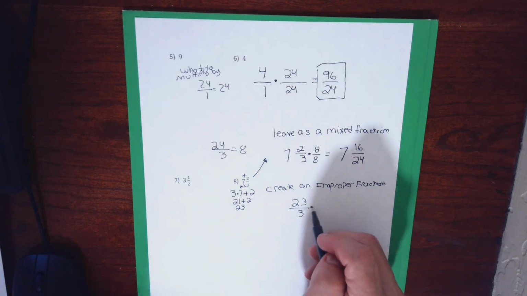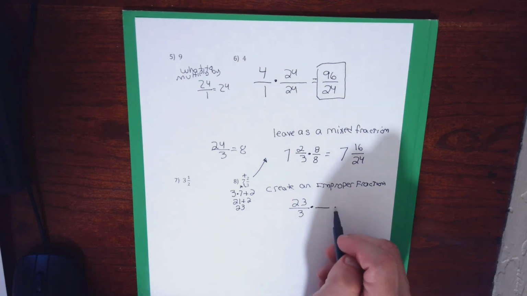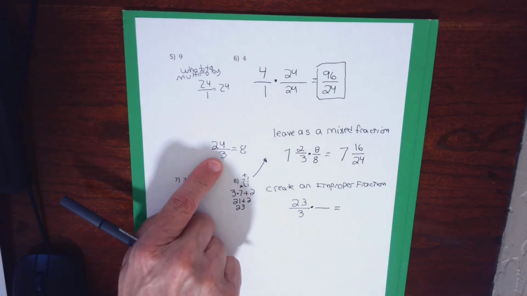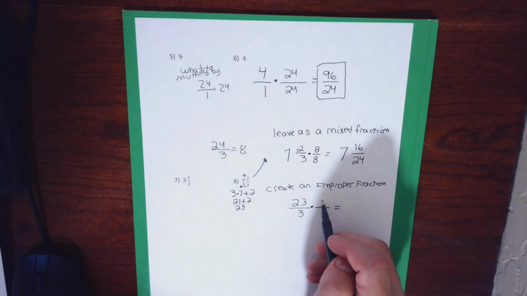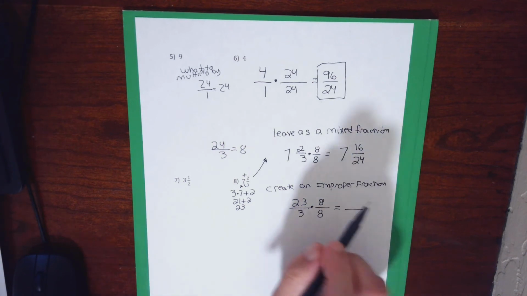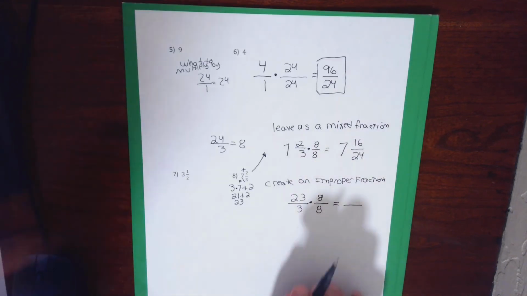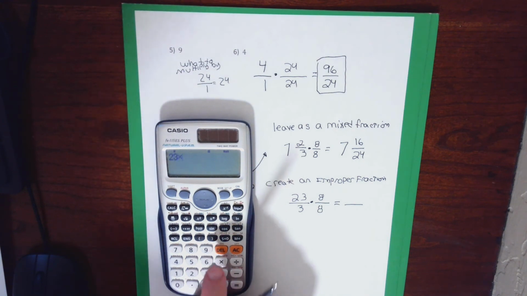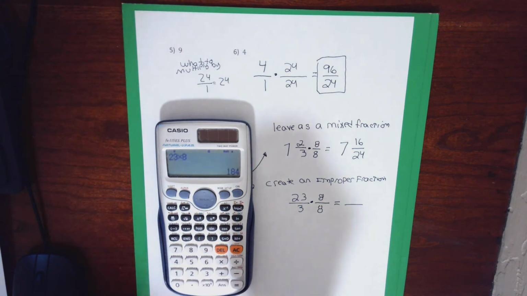If I want to create a fraction that has a 24 in the denominator, I do the same process. I want to have a 24, but I have a 3. I need to multiply by 8 over 8. And then all of a sudden, this is really calculator worthy to do 23 times 8. I can do it in my head, but I don't have to. When numbers get big, I kind of expect most of you to just pull out your calculators.